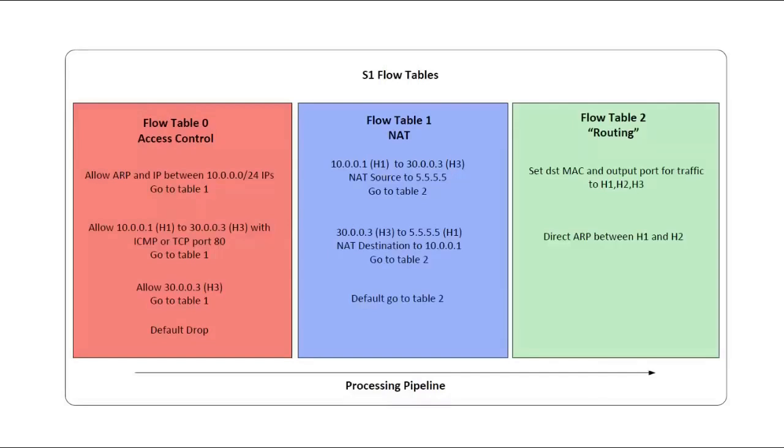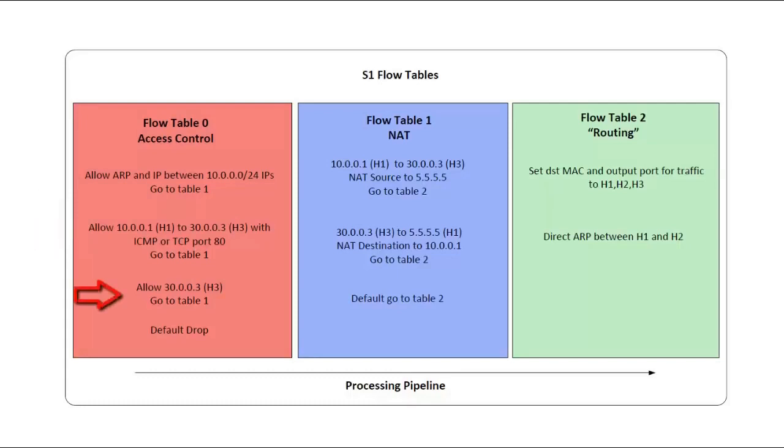This diagram shows how I'll set up flow tables on switch S1. When a packet arrives, first table 0 is checked, which I'm calling the access control table. In this table, I'll define rules similar to router access control lists. In the first flow entry, I'll permit ARP and IP between any 10.0.0.0/24 IPs. In the next flow entry, I'll permit H1 to reach H3 via ICMP or TCP port 80.